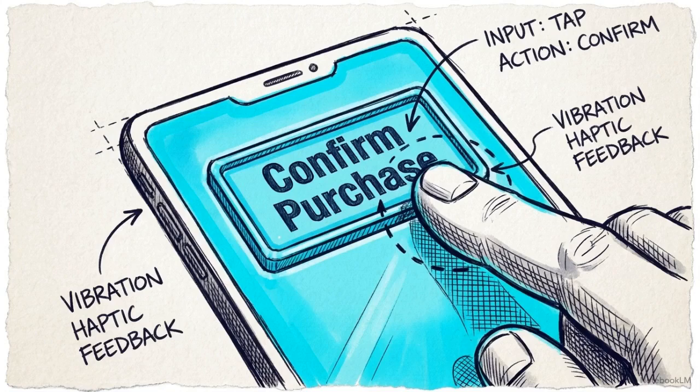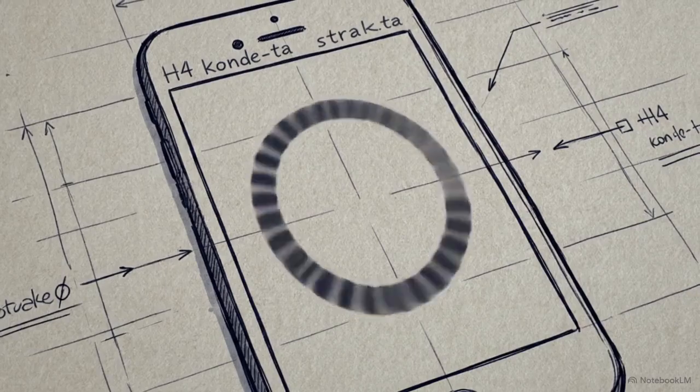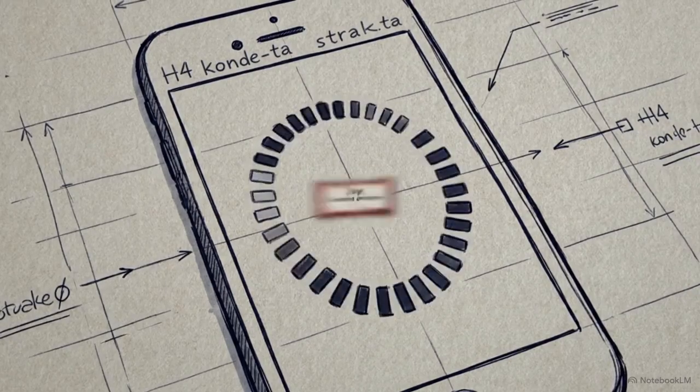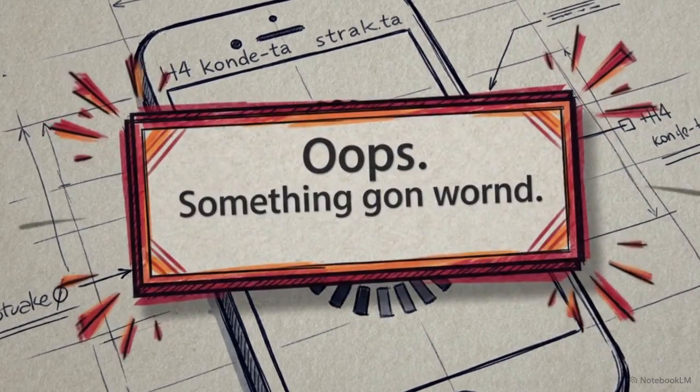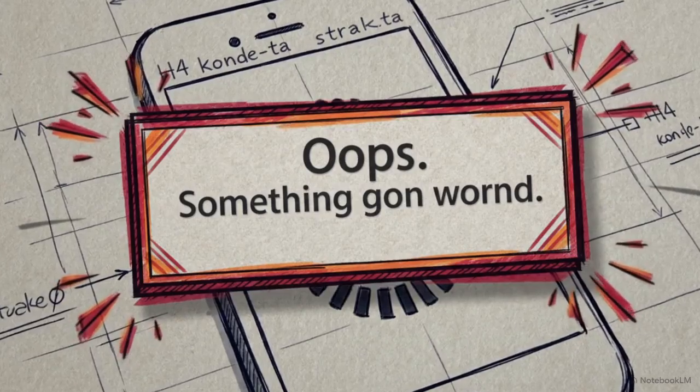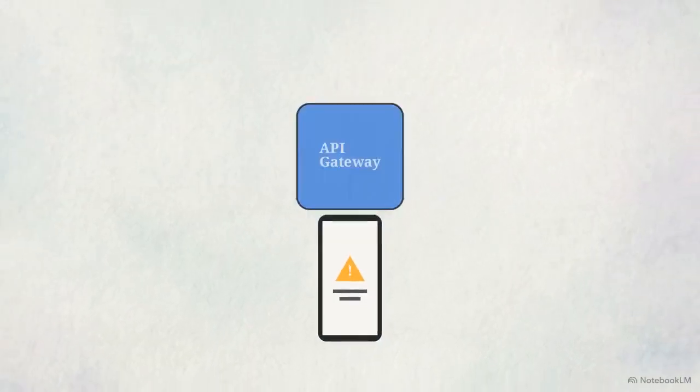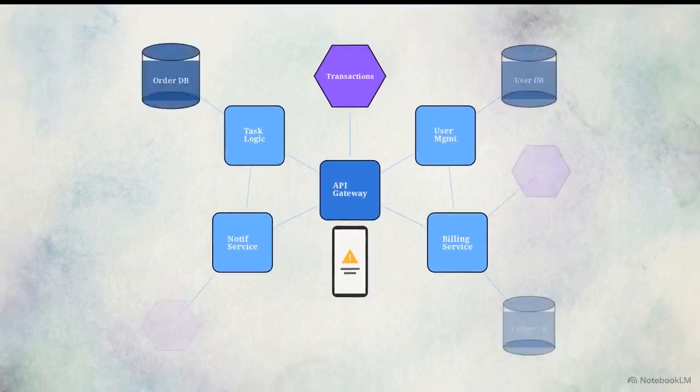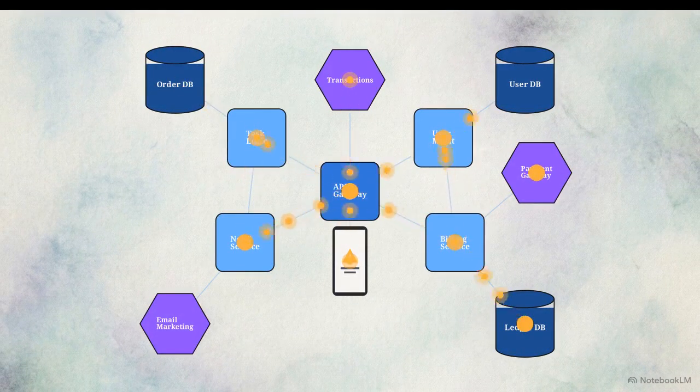We've all been there. You tap a button to buy a flight or send an urgent message, the loading wheel spins, and you get that maddeningly polite pop-up. Oops, something went wrong. Behind that error screen, your app is actually a distributed system. Dozens of individual services constantly talking to each other over a network.